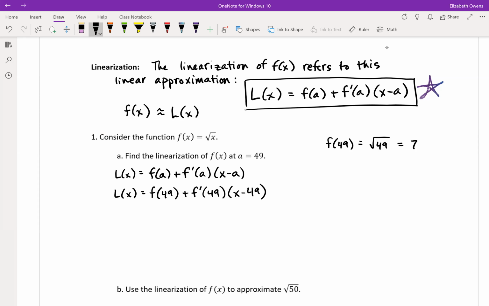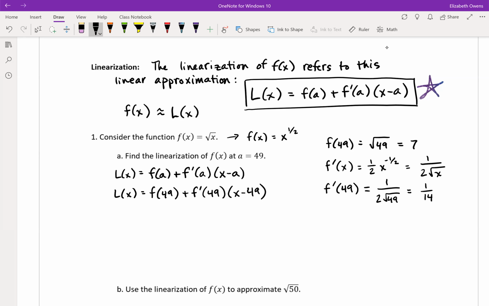And then we're also going to need the derivative f prime. Let's start with f prime of x. Okay, so f of x is just x to the 1/2 power. So f prime of x is going to be 1/2 x to the negative 1/2. That could also be written as 1 over 2 square root of x. So that makes it a little easier to plug in 49 there, to rewrite it with that radical, because you'd get 1 over 2 square root of 49. So that'd be 1 over 2 times 7, which is 1/14.